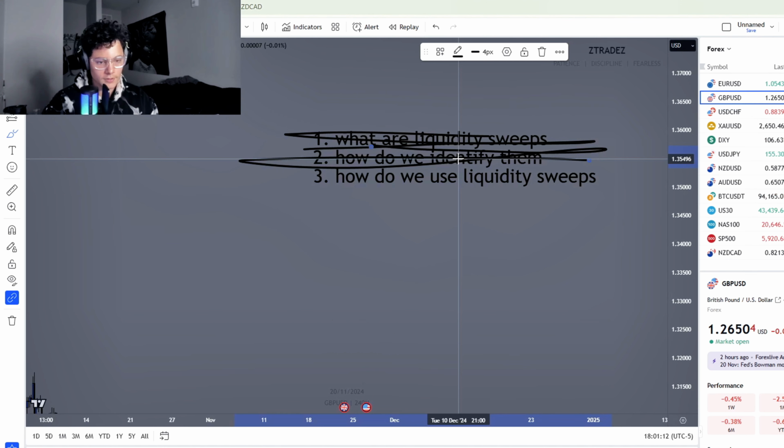The simplest way is go in your daily, mark out your previous day high, previous day low, go to your weekly, previous week high, previous week low. You can even mark equilibrium if you want to. I don't use that much of the range and everything. And then go London high, London low, Asian high, Asian low.